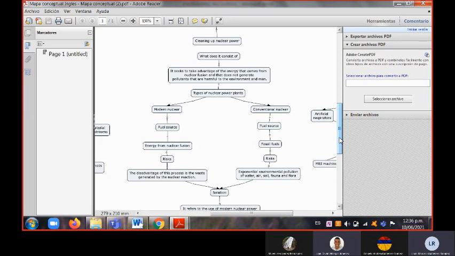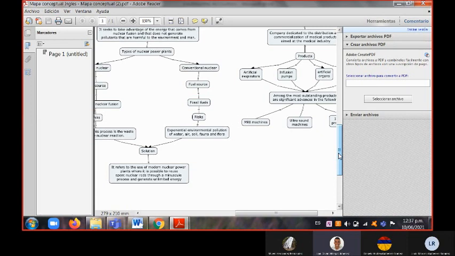Conventional nuclear, fuel source: fossil fuels. Fossil fuels trigger exponential environmental pollution of the water, air, soil, fauna, and flora. Solution: it refers to modern nuclear power, the use of modern nuclear power plants where it is possible to reprocess spent nuclear rods, stored as molecules, processed and generating unlimited energy.